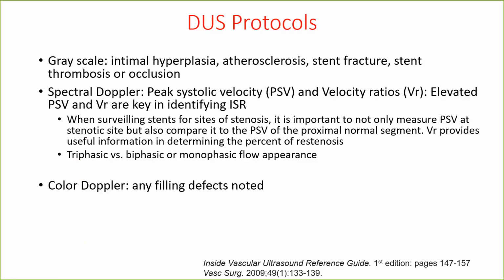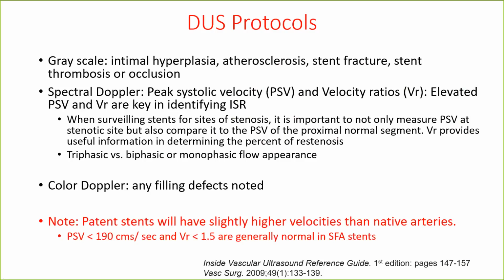On grayscale imaging, you can identify intimal hyperplasia and atherosclerosis. On spectral Doppler, you can identify the peak systolic velocity, and you should also identify what the velocity ratios are. What is velocity ratio? Velocity ratio is when you find the highest peak systolic velocity at the stenotic site and then divide it by the peak systolic velocity of a proximal normal segment. That is called a velocity ratio or VR. This is very important in determining the percentage of in-stent restenosis and can help you guide your therapy in these patients. And then, of course, color Doppler can help you identify any filling defects as well.